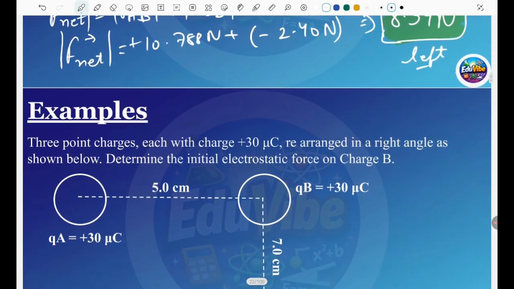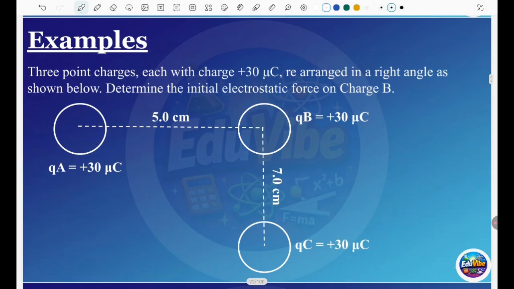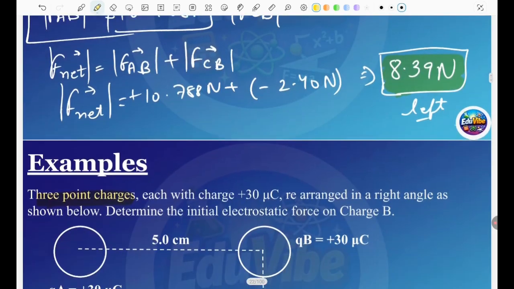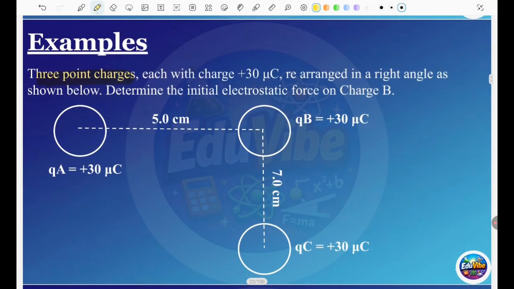Sometimes you get a more complex one like this, with angles. Here we have three point charges. The simple question had AB and CB and we found the net. Now we have to find both forces, and once we get both, we find the net force magnitude and the angle theta, because this has an angle now. As we did in momentum and impulse with right-angle situations, this is that kind of question, but in electrostatics. We have three point charges, each with plus 30 microcoulombs. Everyone has the same charge.